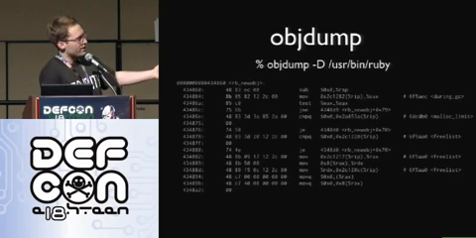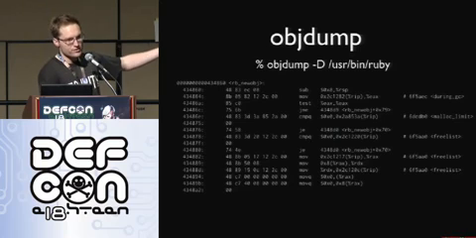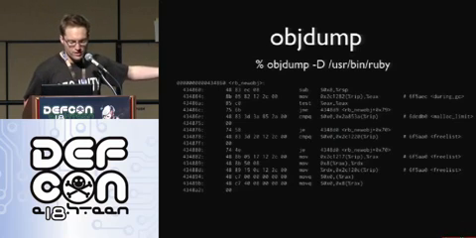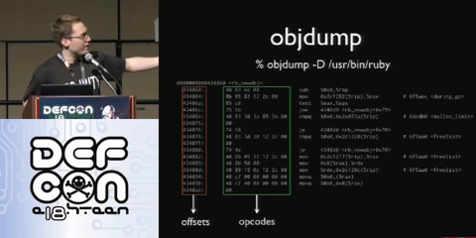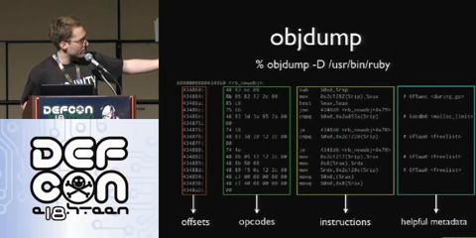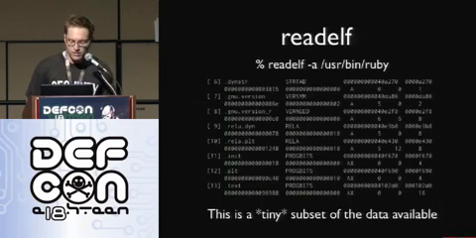objdump is also useful. You can get objdump on Linux. If you want it for OSX, you have to go find binutils and build it. I have no idea why it doesn't come standard. So if you just run objdump on, say, your Ruby binary, you get offsets on the left, opcodes, instructions, and then helpful metadata.